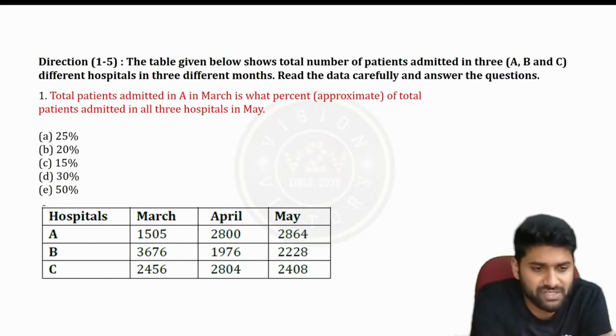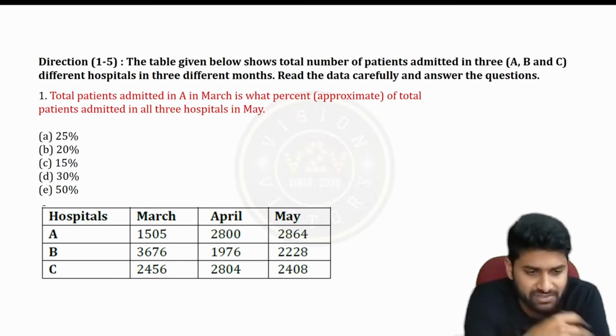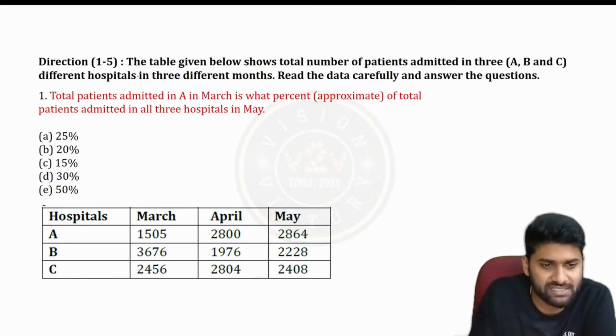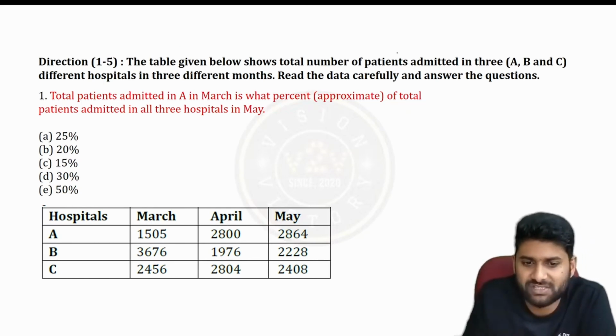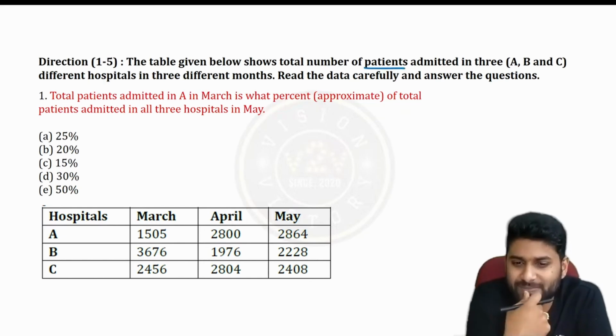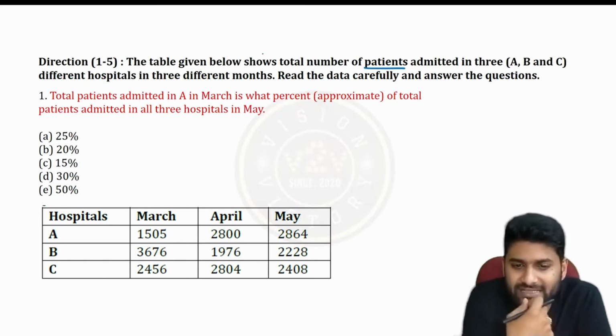Now see this information. Questions 1 to 5 are from data interpretation. The table is given. The table given below shows the total number of patients admitted in 3 different hospitals, A, B, C, in 3 different months. Read the data carefully and answer the questions. Guys, you should understand from the directions.